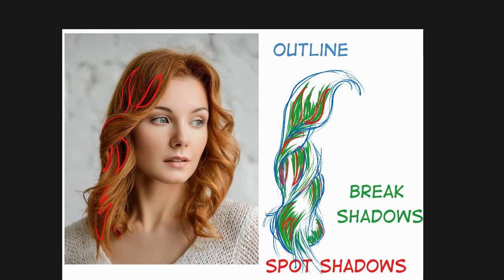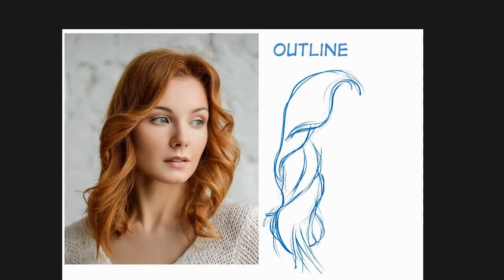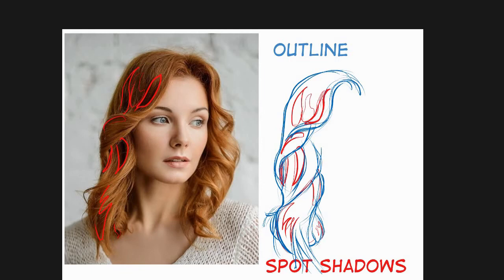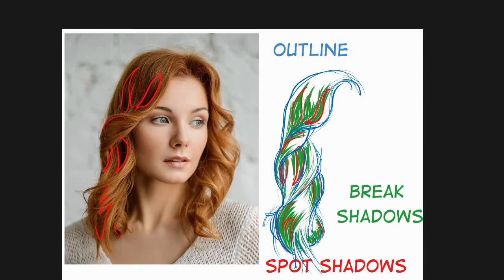So here I'm just showing again outline, spot shadows, and then break shadows. Okay, these are the three different steps that I see. When you're drawing the outline, keep in mind the root and the direction of the lines, and of course make the edges more organic, so break the edges whenever you have to.